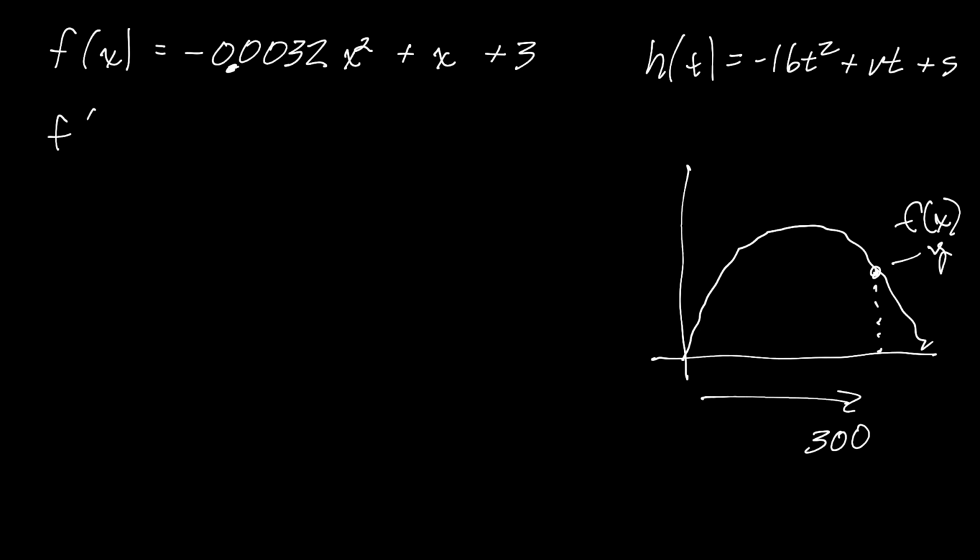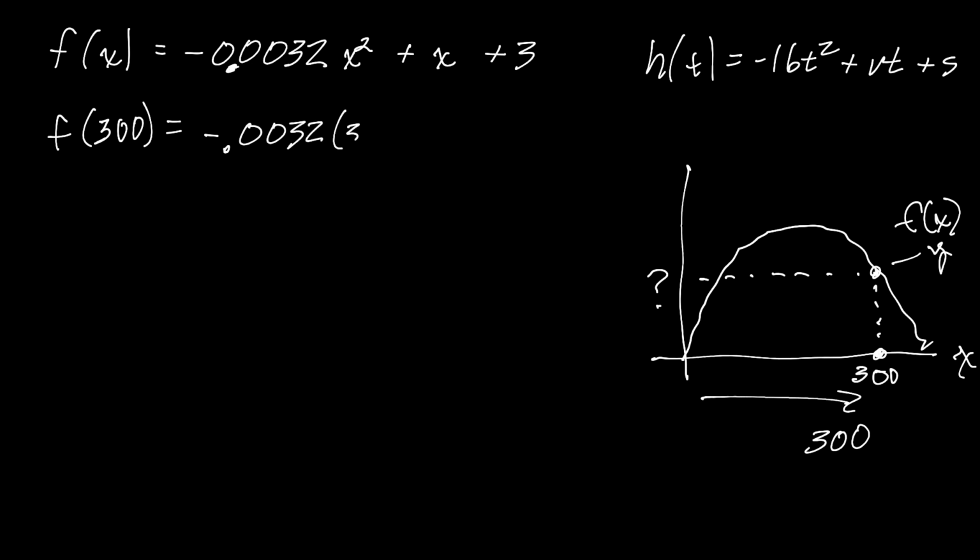So what we're going to do is substitute 300, because on the x-axis, that's where this is, 300 on the x-axis. So we want to find out what this height is. So substitute into the function. We have 300 squared plus 300 plus 3. So you can do this step by step or type this all into your calculator.